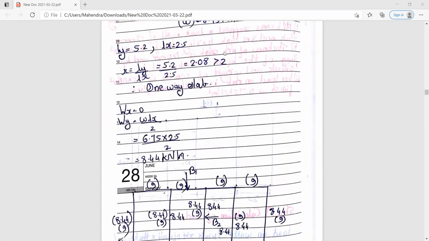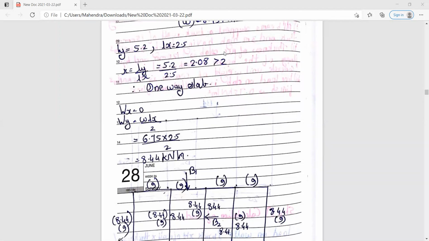So Ly कितना है आपका 5.2 and Lx is 2.5, by the diagram. That is the Ly by Lx ratio we need to consider. So Ly by Lx ratio is 2.08, that is greater than 2. Therefore the slab is one way slab.